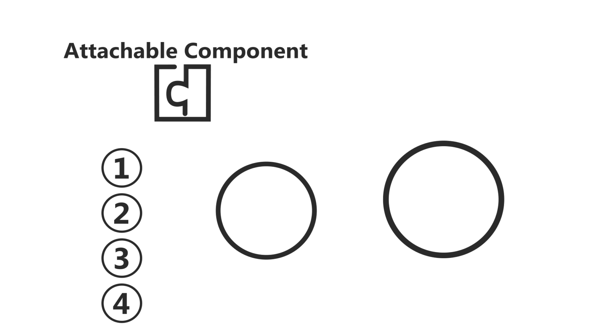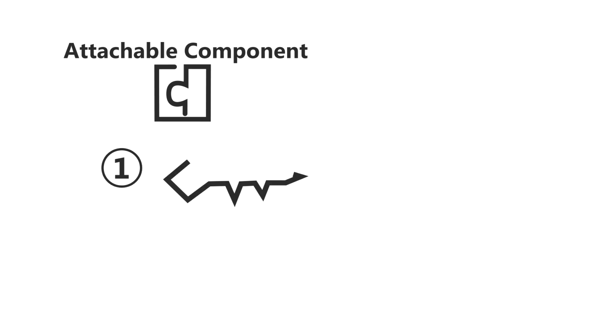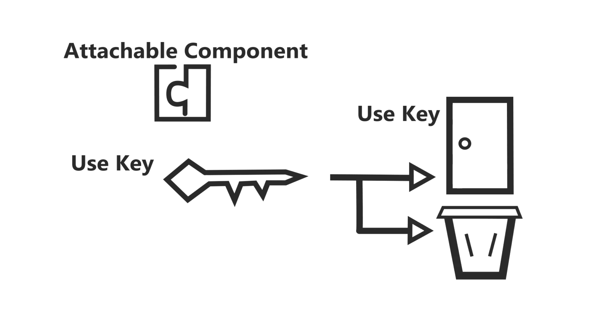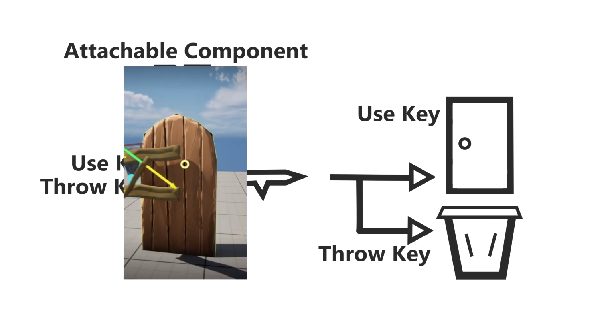Okay, so let's resolve the requirements. 1. To be able to attach to another object, the passive object must allow it. This was achieved using a unique action system. Let's say I have a key, so to open a door with it, the door must allow the use key action. With this system, an object can behave differently when attached to different objects, because each object responds to a different action.